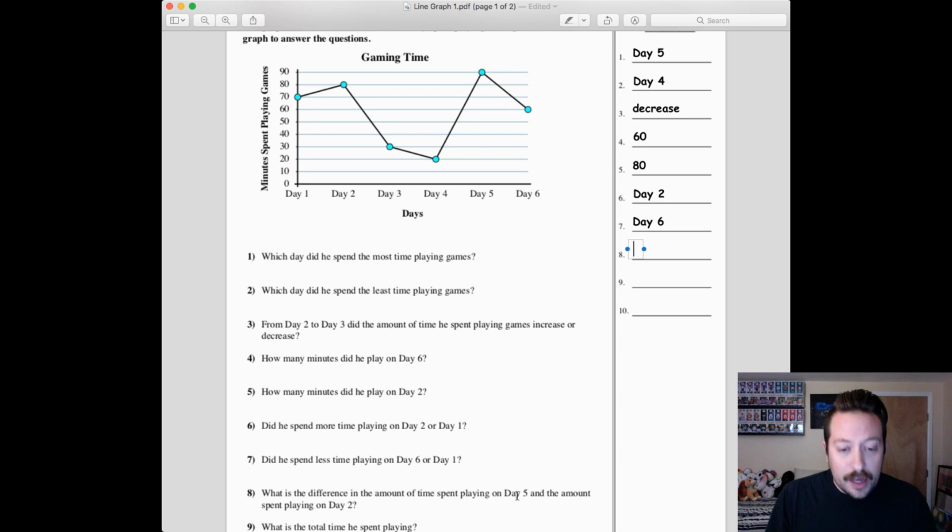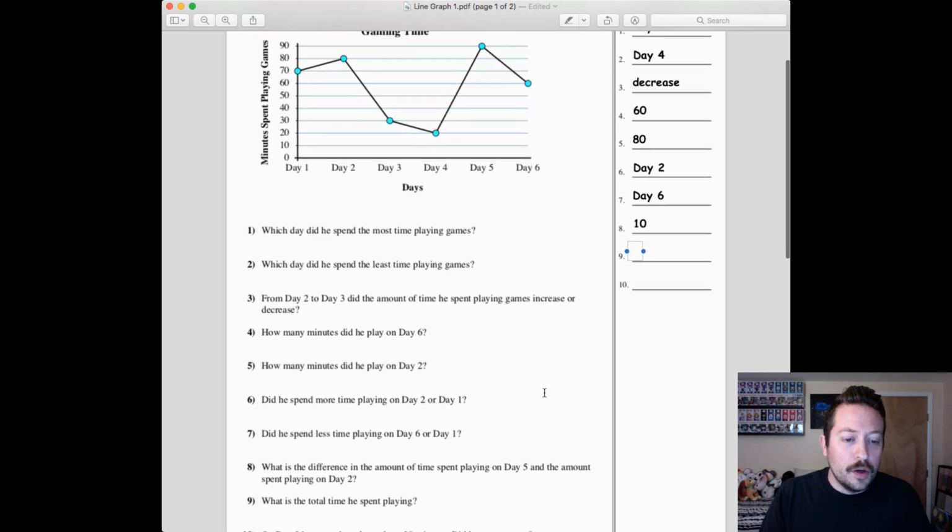So day 5, let's see. So day 5, here's day 5. I'm going to go up to the plot point, which was 90 minutes he spent, okay? So I have 90. And then on day 2, I go up to the plot point was 80. So 90 minus 80, 0 minus 0 is 0, 9 minus 8 is 1, so it's only a 10-minute difference. So that would be your answer, okay?